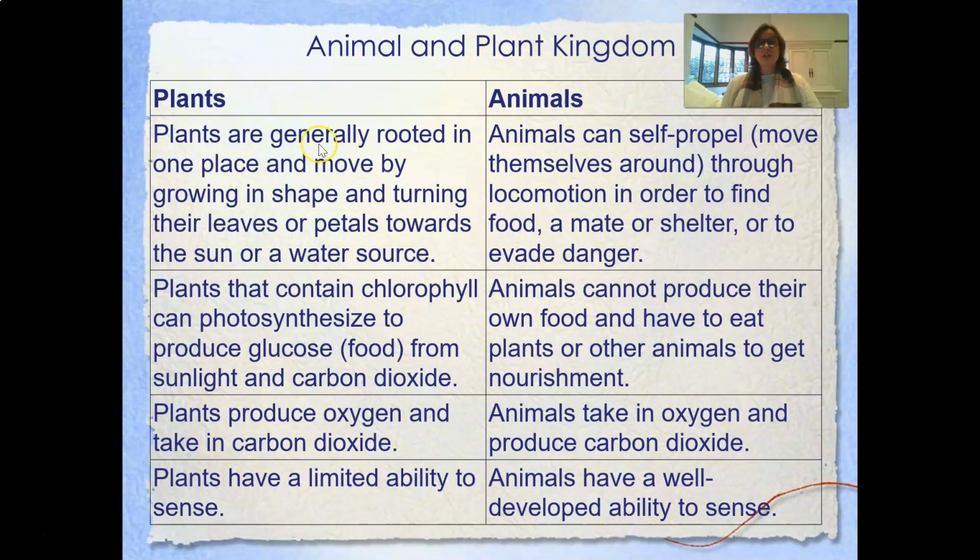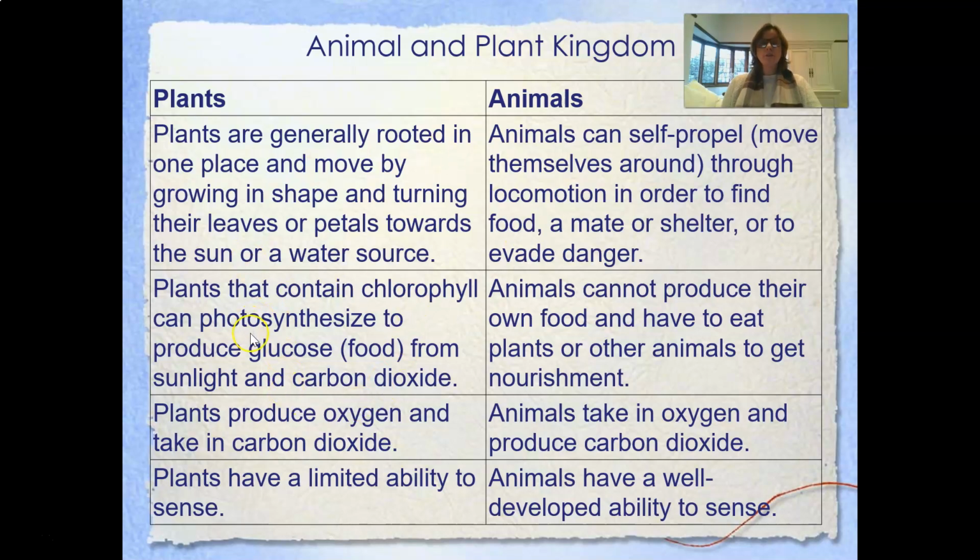So plants are generally rooted in one place and move by growing in shape and turning their leaves or petals towards the sun or a water source, right? Whereas animals can self-propel. So we're talking about movement here. They move themselves around through locomotion in order to find food, a mate, or shelter, or even to evade danger.